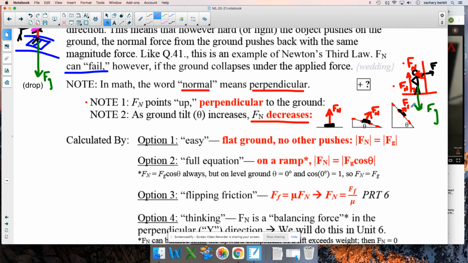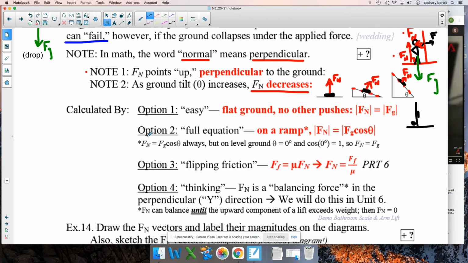The extreme version of these three pictures right here would actually be to get the ramp completely perpendicular like this. Here's your angle now. And of course, that little block, if it's just sitting next to the wall in a sense, it won't feel any normal force and it's just going to drop to the ground.